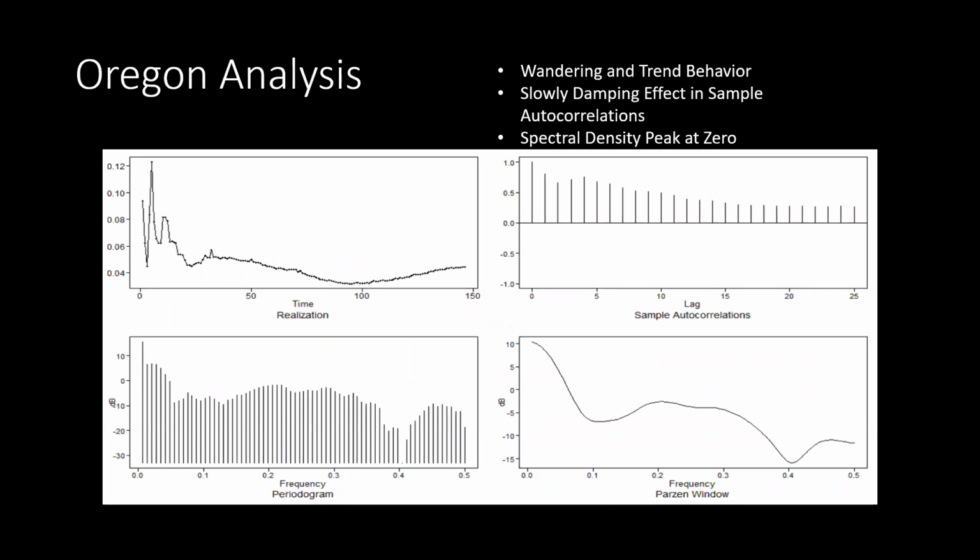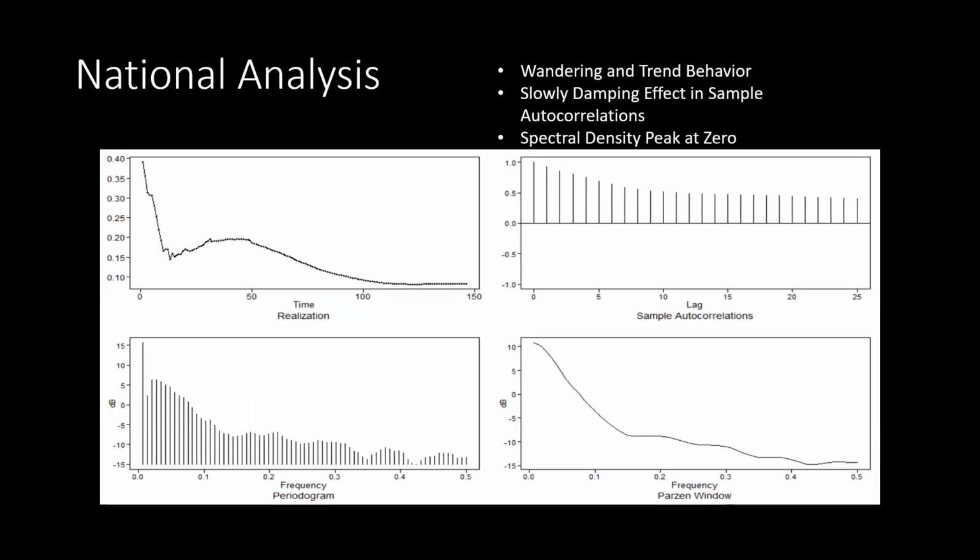Moving into our Oregon exploratory data analysis, we'll see time realizations displaying wandering trend behavior, spectral density peaked at 0, and a slow dampening effect in the sample autocorrelations, which will always happen in part because of how the sample autocorrelations are calculated. But we may assume that this data is non-stationary. The good news is the slowly dampening autocorrelations may also be a good indication that we potentially have a strong ARIMA model here.